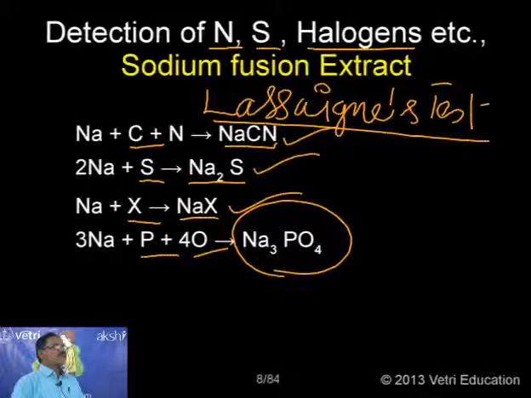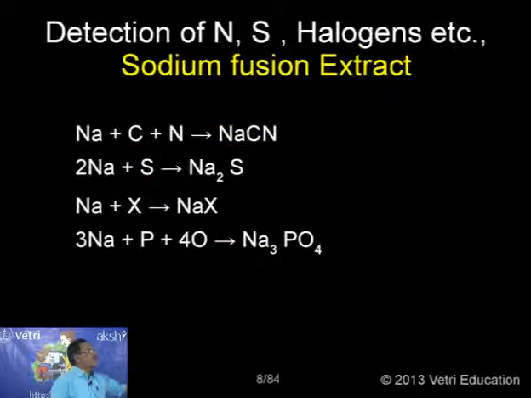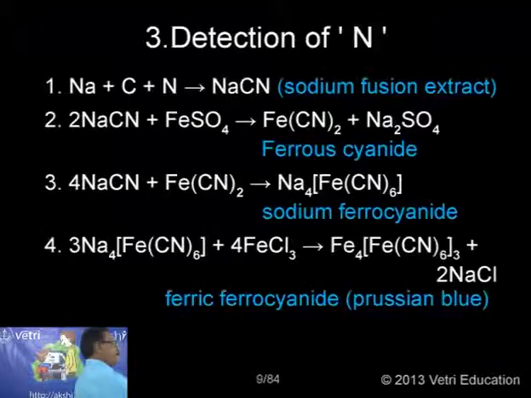After heating, what do we have to do now? We take this dry fusion tube. After heating strongly, it turns red hot. Then plunge it into a mortar containing a little water. Then grind it, take the extract, boil, filter, and keep. This is called sodium fusion extract. Kindly follow. With this sodium fusion extract, we have to test for nitrogen, sulfur, halogen, phosphorus, etc. Let me discuss one by one.